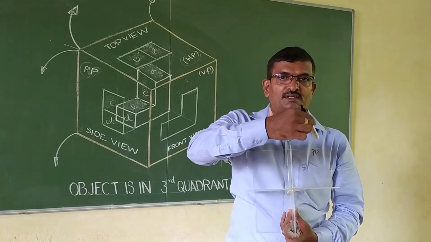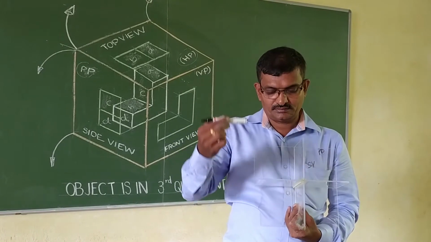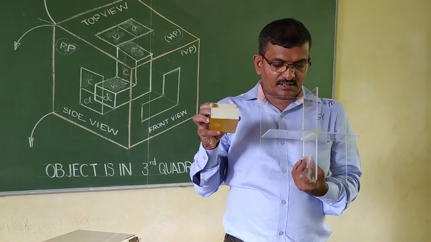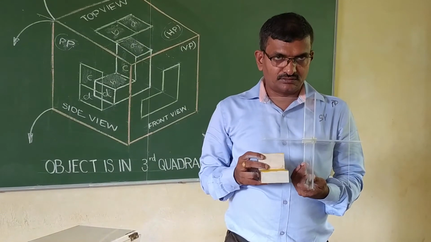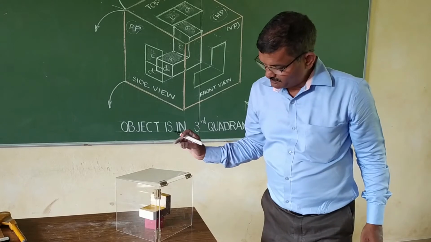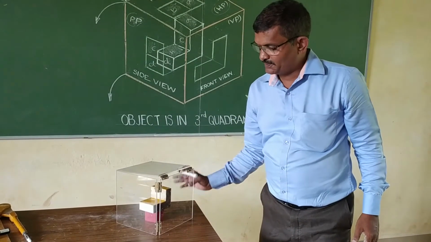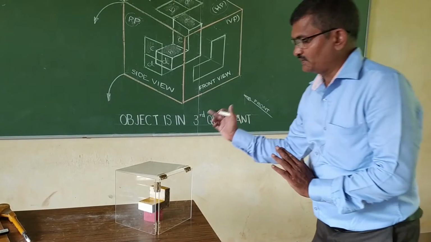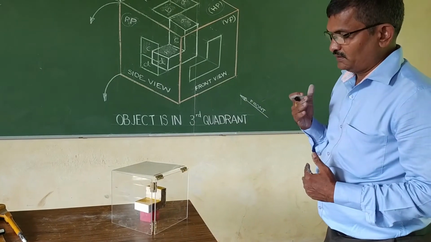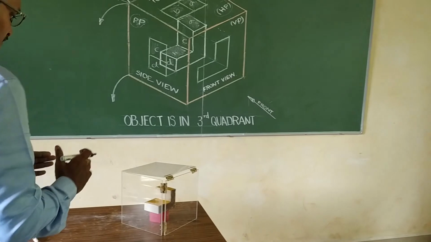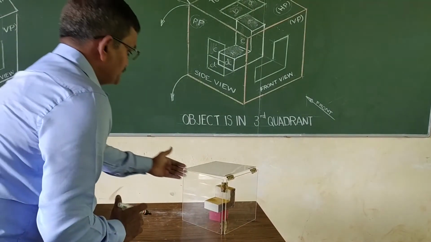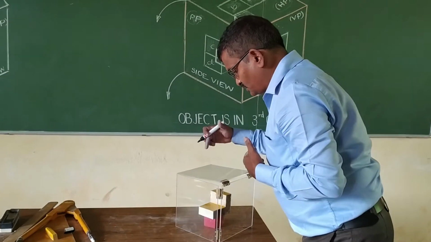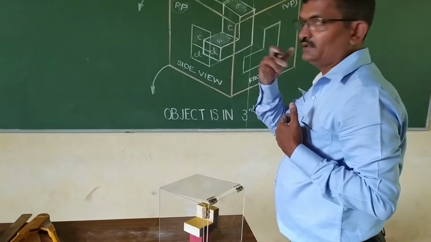It is the first quadrant, second quadrant, third quadrant, and this is the fourth quadrant. See, in third angle projection, the object is placed in the third quadrant. As per the principle of third angle projection, the plane is always in the middle between the object and the observer. While observing the side view, the plane is in the middle between the object and the observer. While observing the top view, here also the plane is in the middle between the object and the observer.